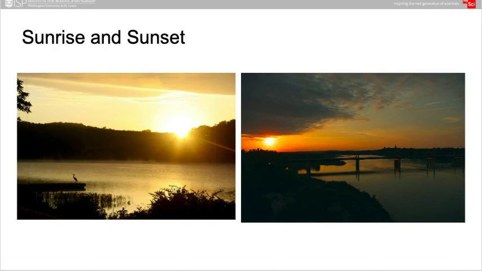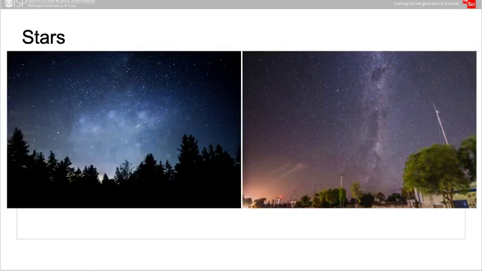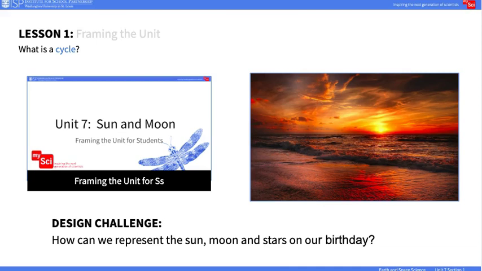At each slide, ask them about the frequency that each occurrence can be observed. Explain that during this unit they will be observing the sun, moon, and stars in the sky to find patterns. By the end of the unit, they are going to answer the question, how can we represent the patterns of the sun, moon, and stars on our birthday?